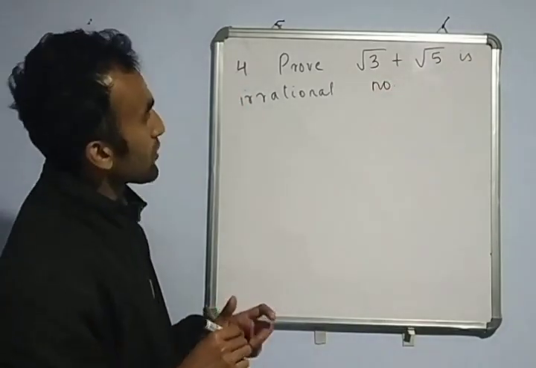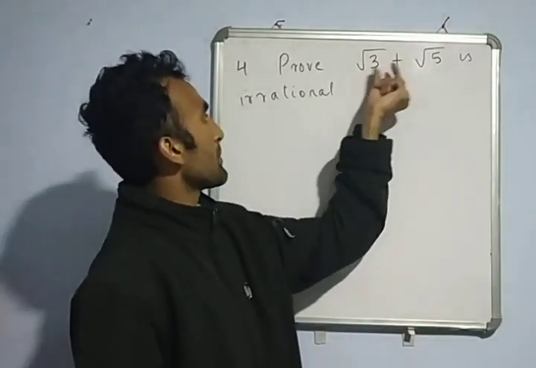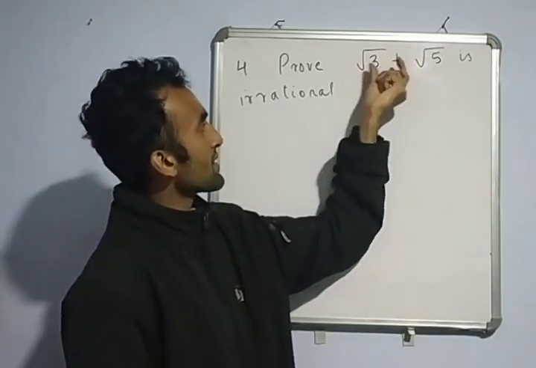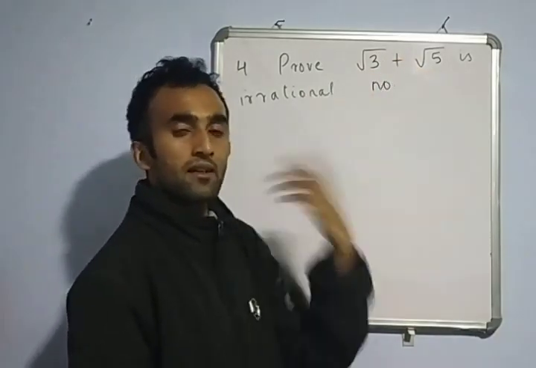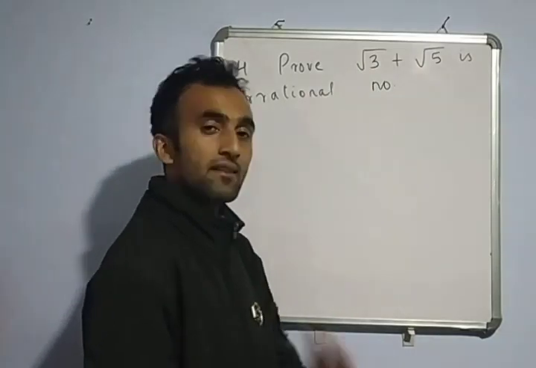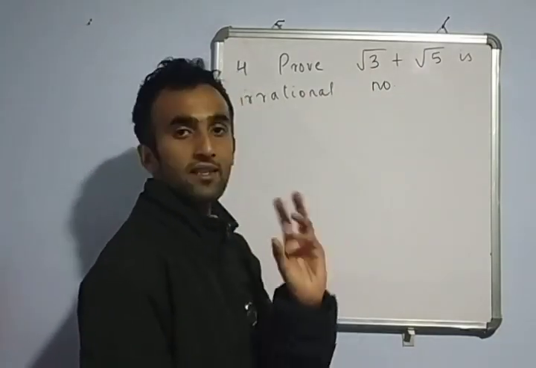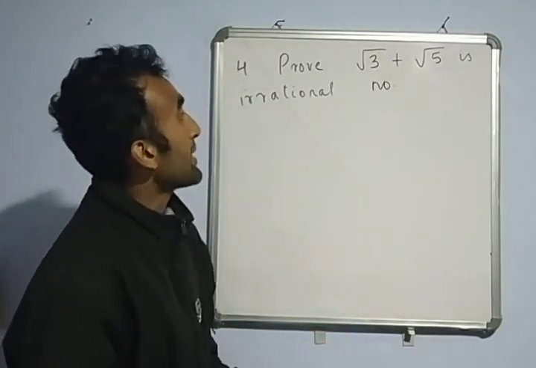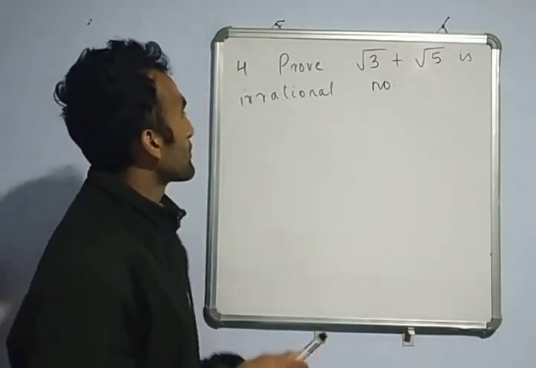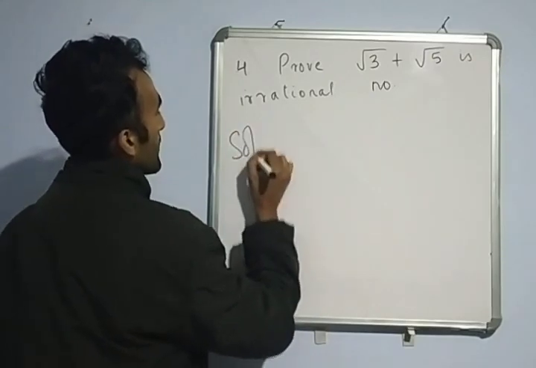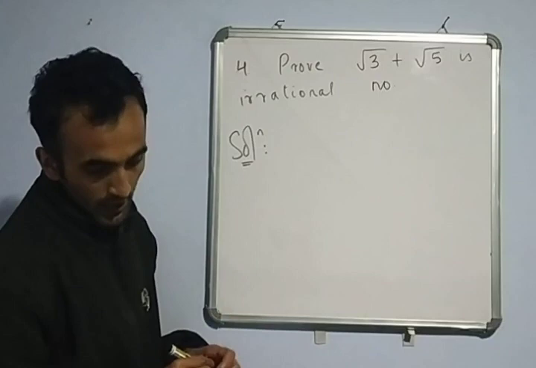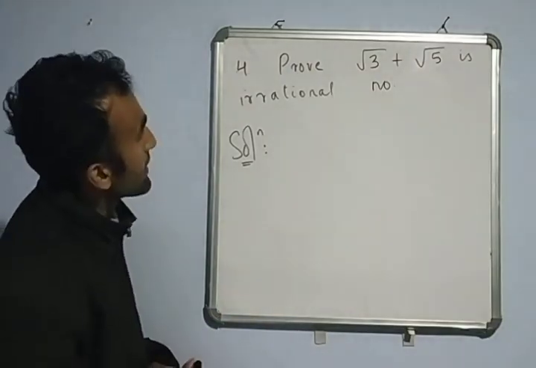Now by looking, we know root 3 plus root 5 is irrational only because root 3 is irrational. Added with irrational, definitely it is irrational. In any terms, if there is any irrational there, the total is called irrational only. And now I have to prove it. How do I prove it? So I'll give you steps here, how to prove this is irrational.